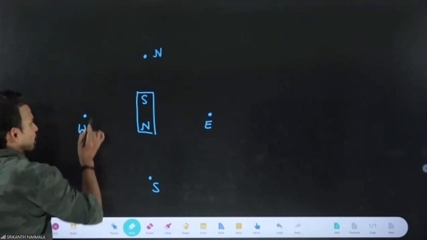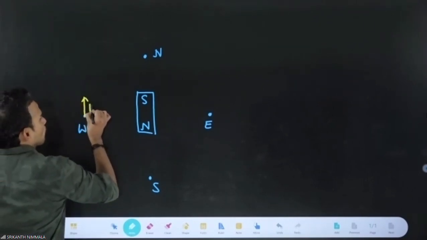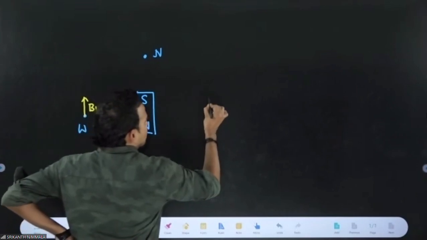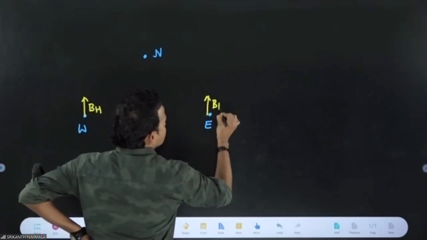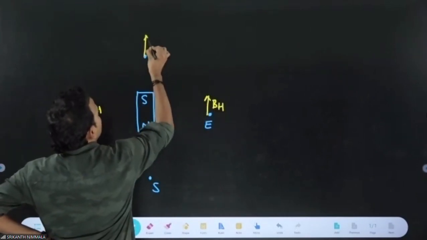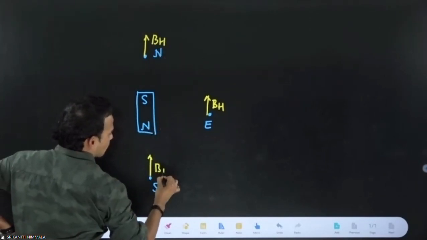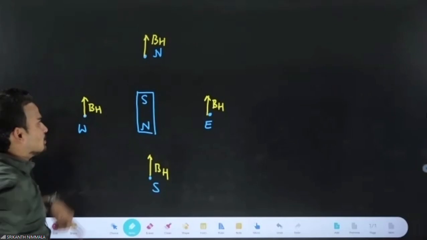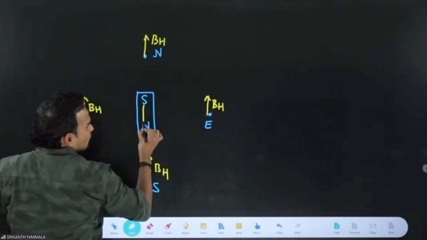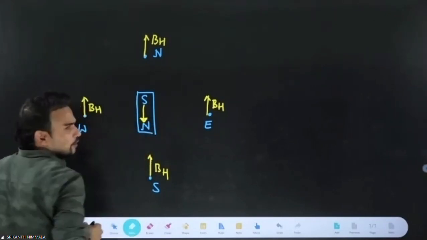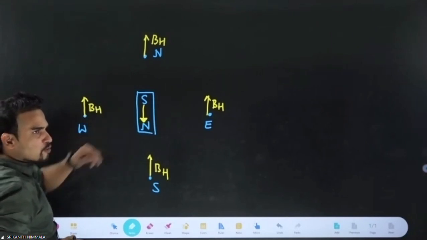Again, before doing anything, one magnetic field: whether the magnet is there or not doesn't matter. Everywhere Earth will have its effect. Earth will have its magnetic field, BH, everywhere. Now the magnet is placed in space. This magnet will also produce a magnetic field everywhere. This is the dipole moment of the magnet, from its south pole to north pole.